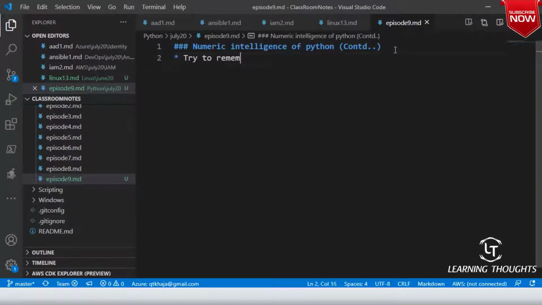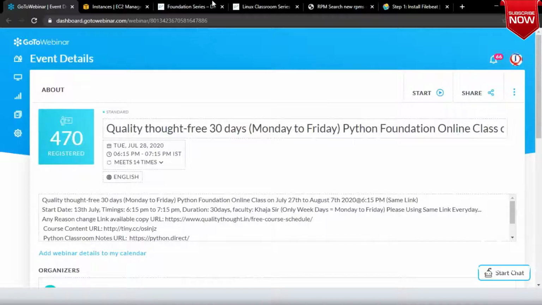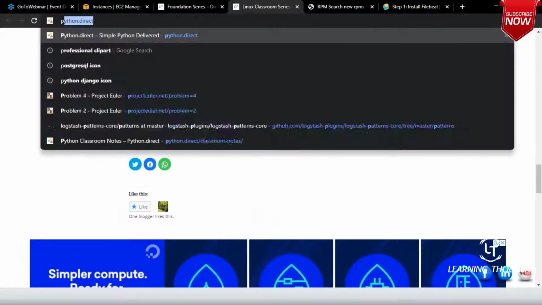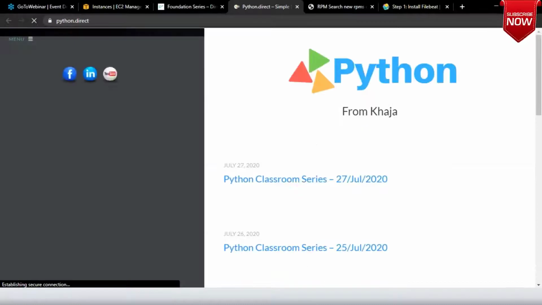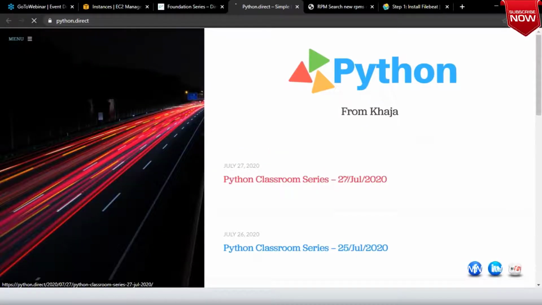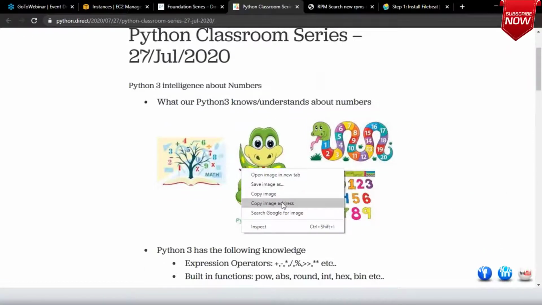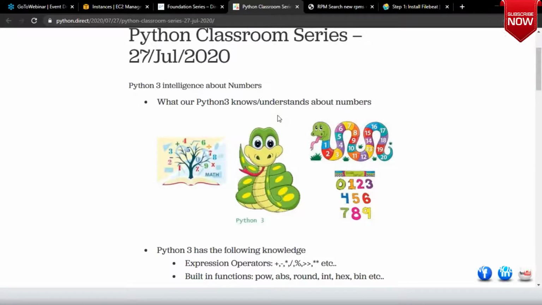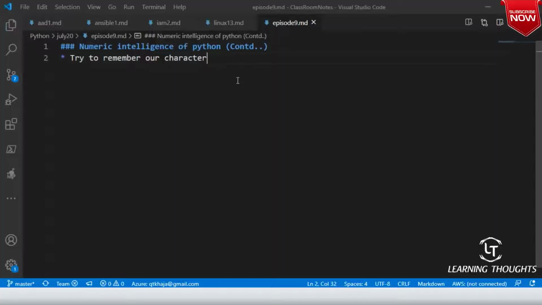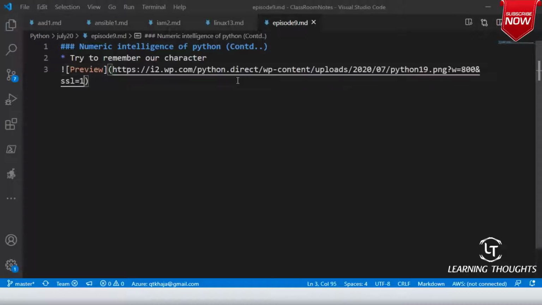So try to remember our character. I will daily put one image of this character so that at least we are clear on what we are trying to do. Right. Okay. So I'll go to python.direct, and this was my yesterday's class, and this was the image. All right. So we are continuing that numeric discussion of Python.